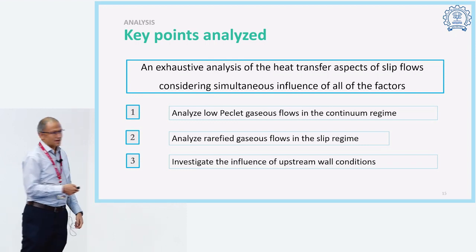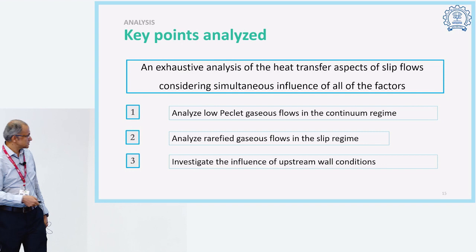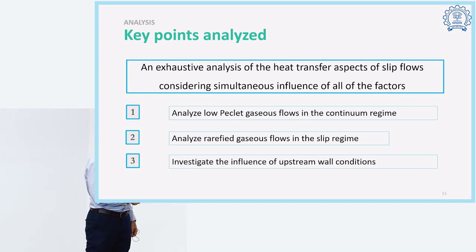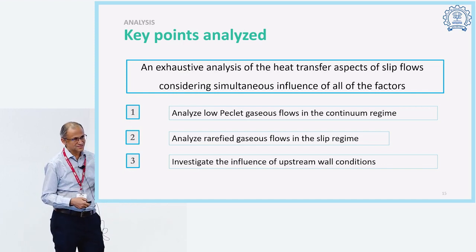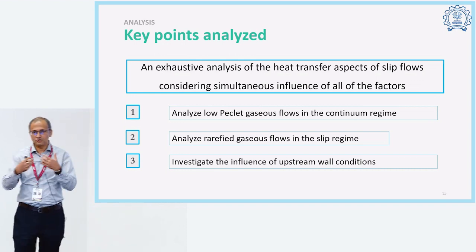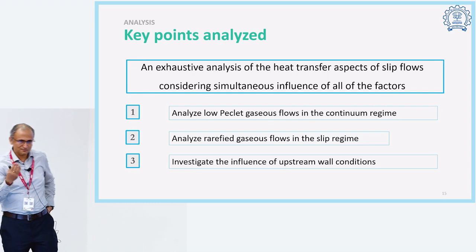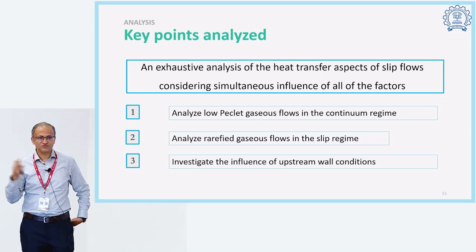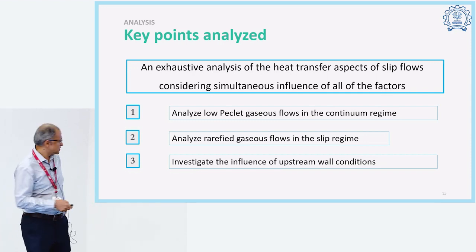So what we are going to look at are essentially three different cases. The first case is where we will look at gaseous flow in the slip regime. So we will see that maybe the effect of Peclet number, the low Peclet number, would become very important. But one can ask the question, why? Is the Peclet number effect only confined to the slip regime, or should we have something similar to that in the continuum regime as well?